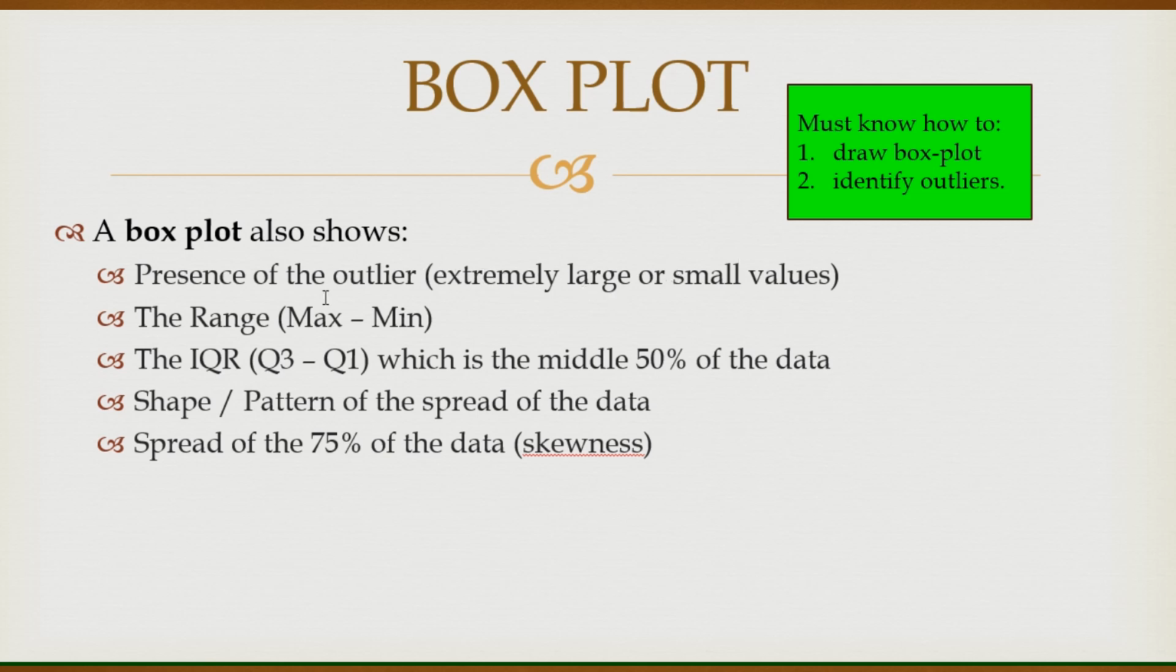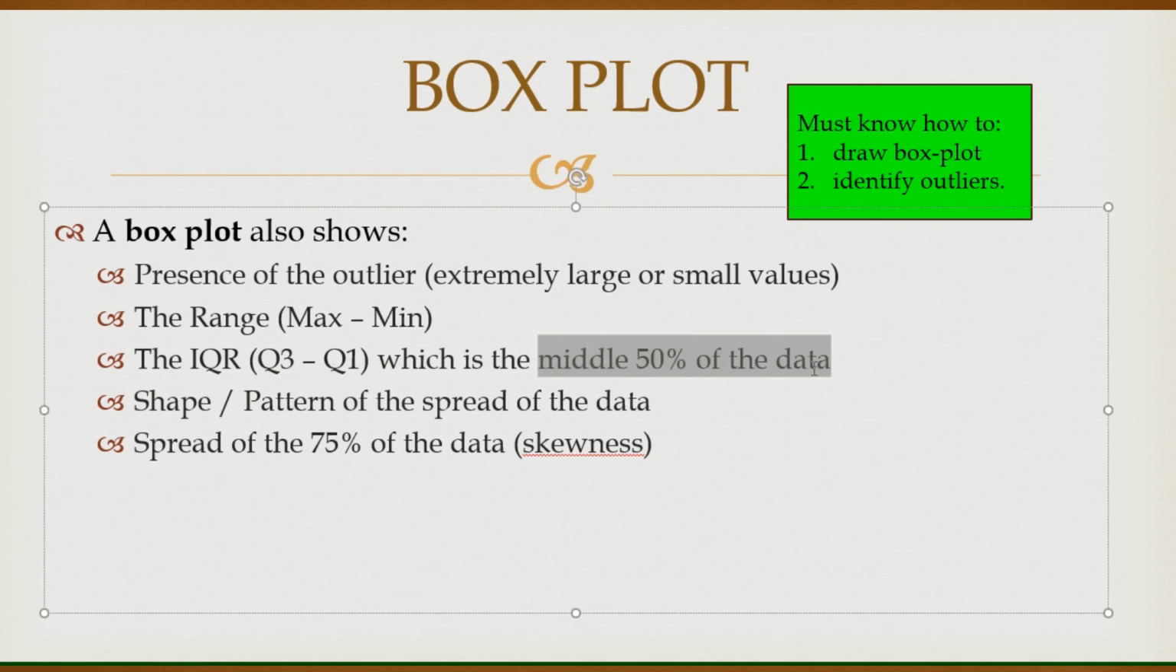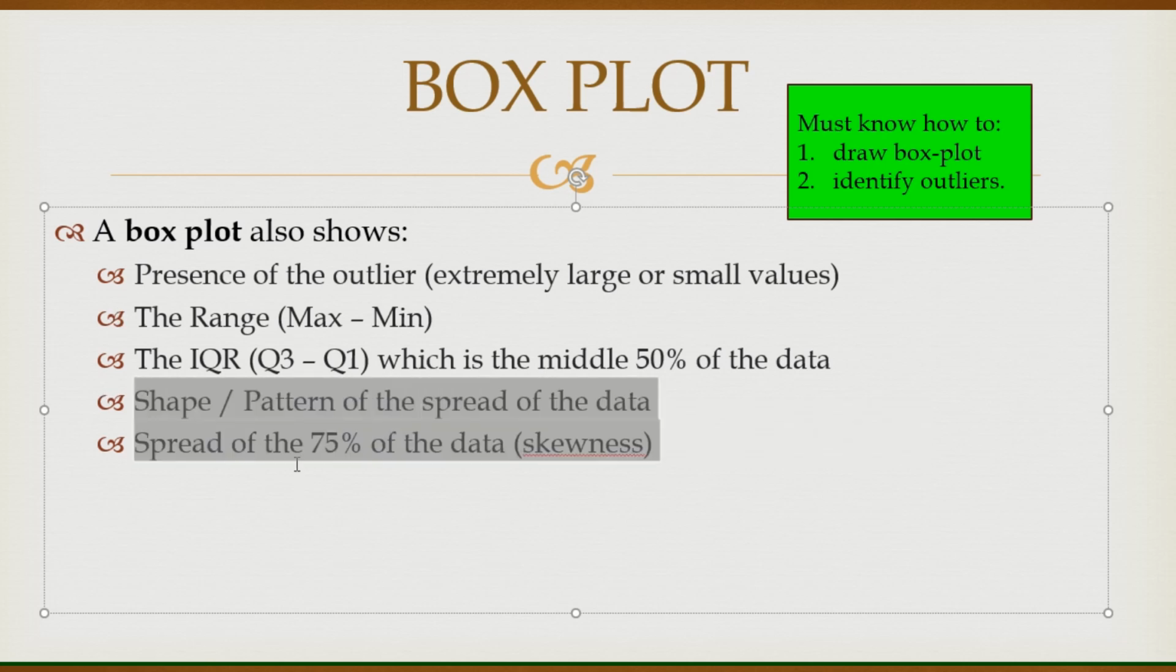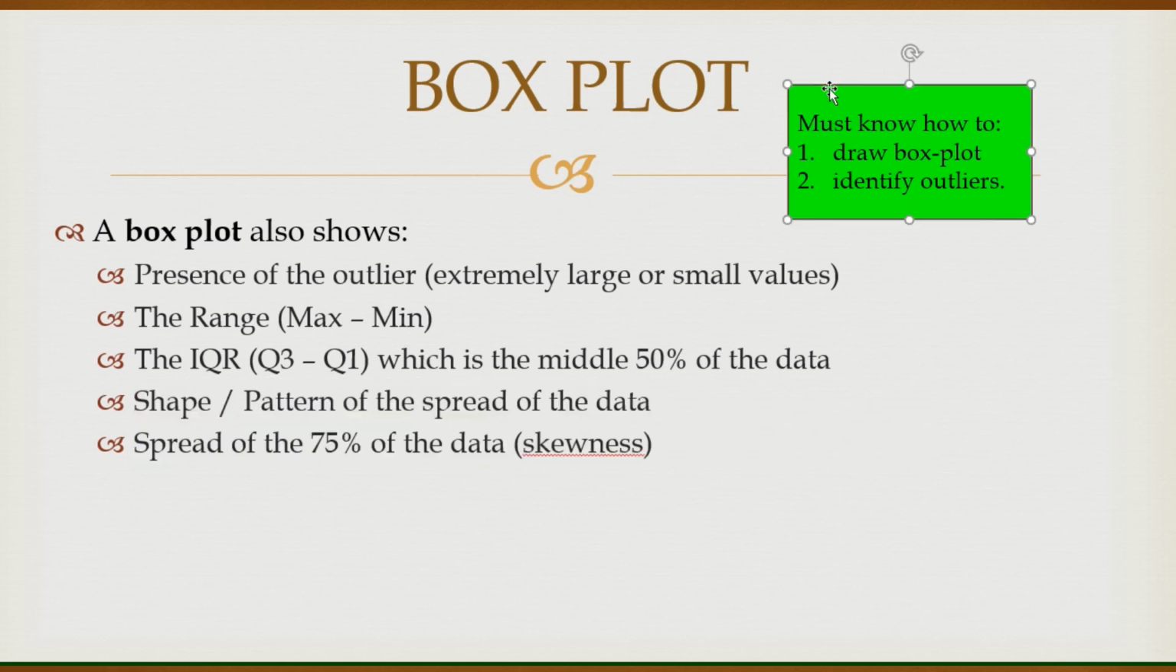You can find the range. That's definitely it, right? What's range? Take the biggest value minus the smallest value. All right. Then you can find IQR, which is Q3 minus Q1. You can see your median, which is the middle of the data, and the shape of the data, and these two we will learn in chapter 4. So for this chapter, you must know how to draw box plot, and you must know how to identify outliers. These are the learning outcomes for this lesson. You must know how to draw the box plot, and you must know how to find outlier.